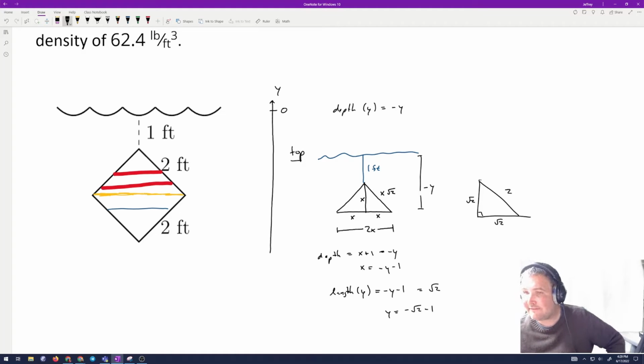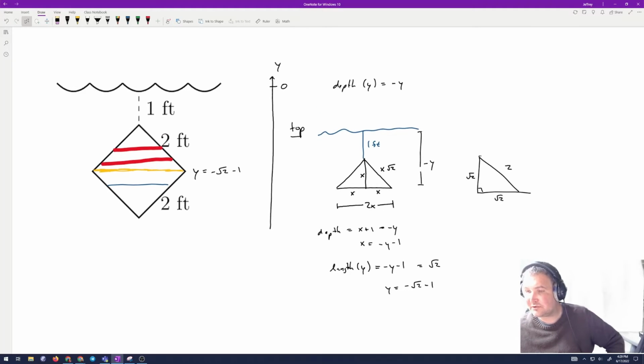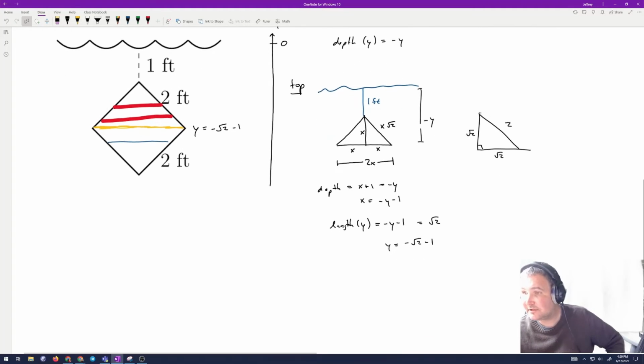So that's the y value when we've reached this halfway point, negative square root of 2 minus 1. Okay, now, so that's going to help us describe the length. So now we just need to do the bottom, okay? So for the bottom, it's kind of similar. So by the way, the plate starts here when y is -1. So this is the top of the plate. Y is equal to -1, and then it goes down until y is equal to negative root 2 minus 1.